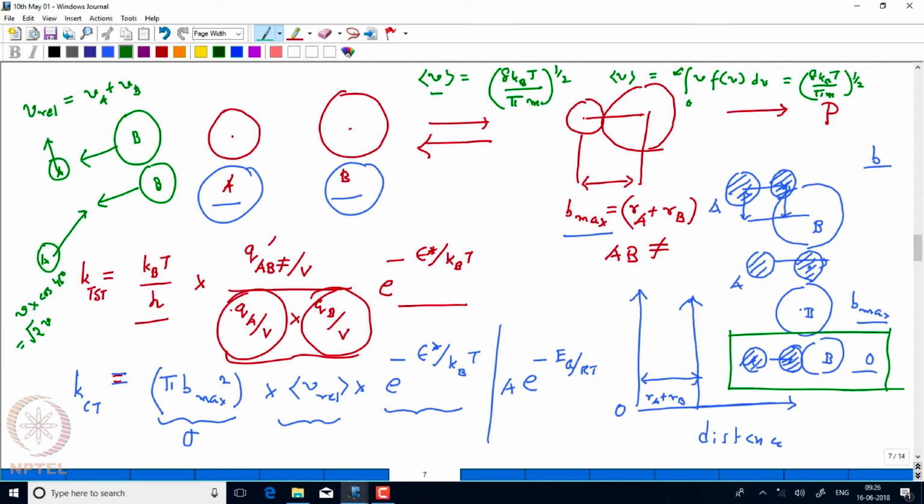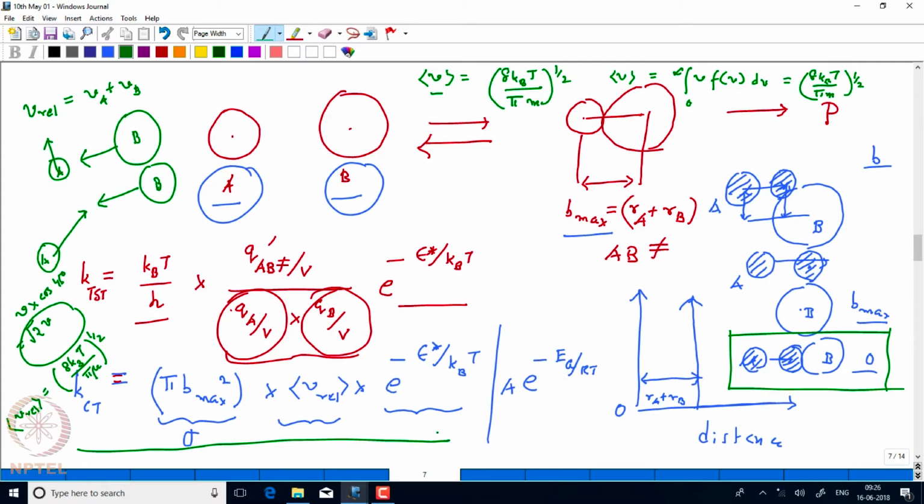Now if I have this kind of situation, square root of 2 v, then it can be easily shown that for a relative velocity we can write a similar expression, but it will be nothing but 8 kBT by pi mu, where mu is the reduced mass of the system, mu equals ma mb by ma plus mb. So we can easily formulate that. It's very easy to show. Now coming back, this is basically a collision theory rate expression.